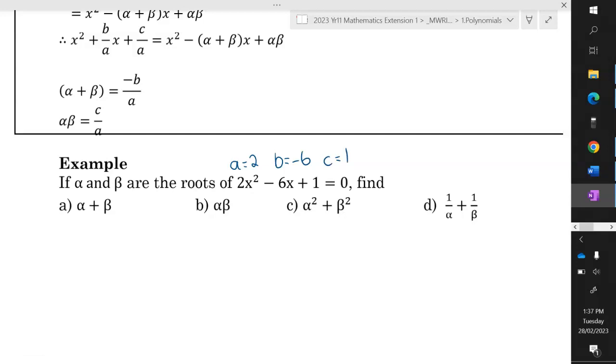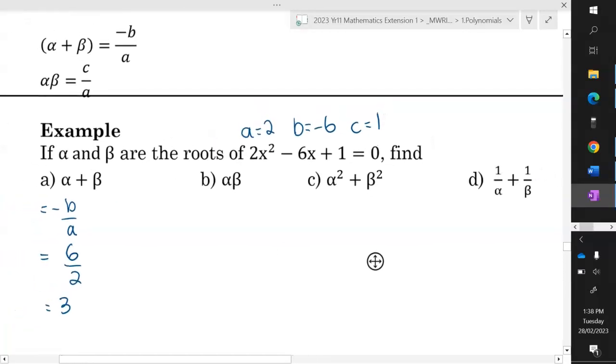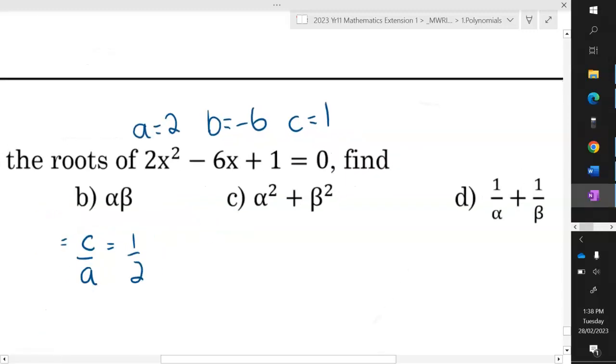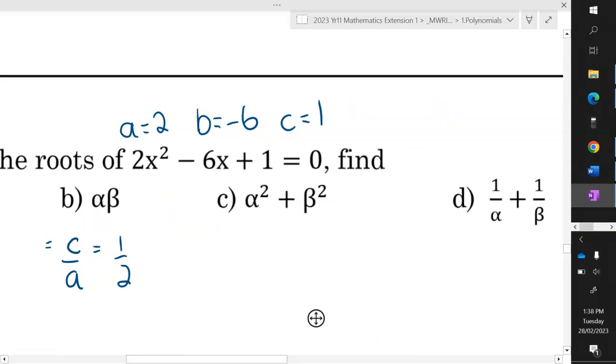We can grab that straight from our formula up here. That is equal to minus b over a, which is going to be equal to minus minus 6, which is 6, over 2. So the sum of our roots is going to be 3. We could work out the product of our two roots, alpha beta. That would be straight from our formula again, which would be c over a, which would be 1 over 2, which is a half.